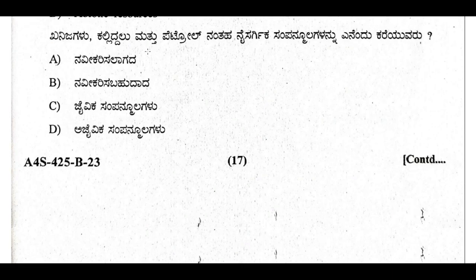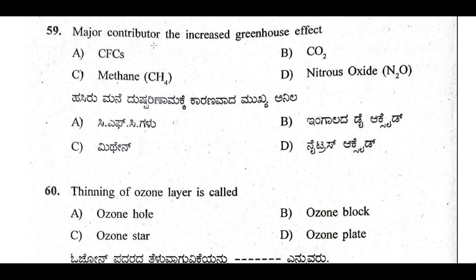Question number 59. The major contribution to increased greenhouse effect. Option A, CFCs. Option B, CO2. Option C, CH4. Or is it D, N2O? So the right option is CO2, carbon dioxide, is currently responsible for over 60% of the enhanced greenhouse effect, which is responsible for climate change. CO2, that is carbon dioxide.